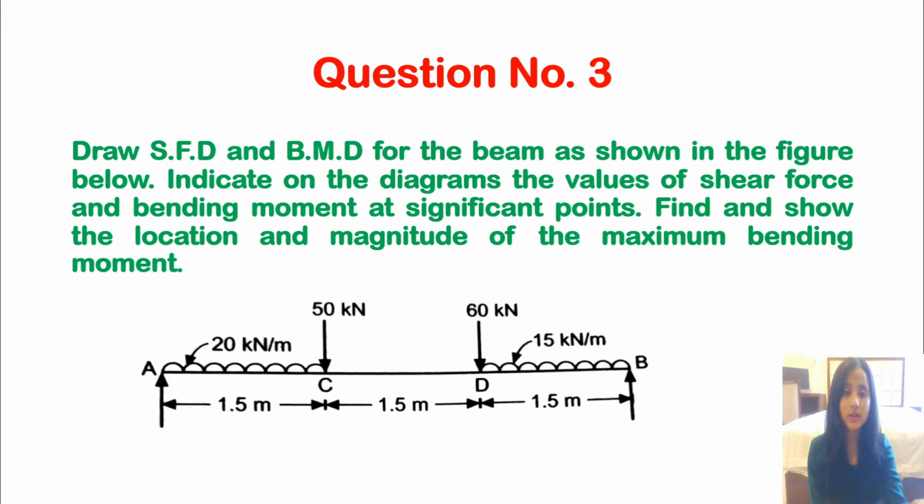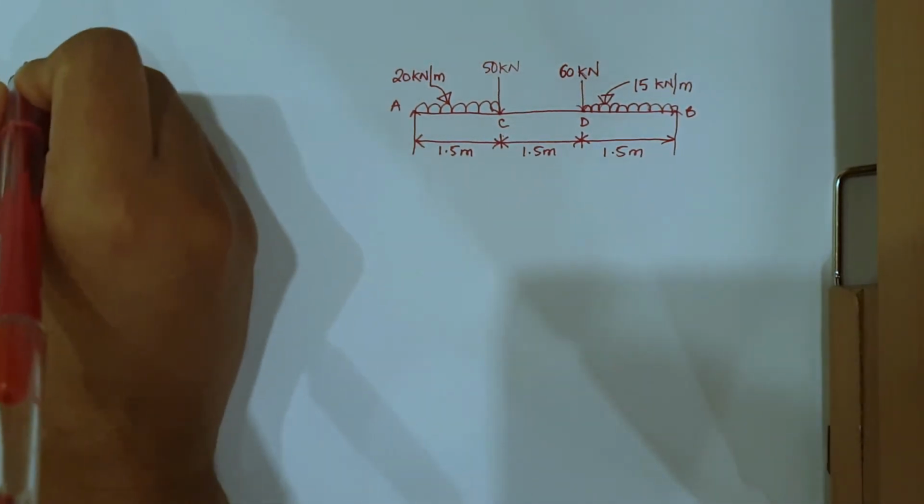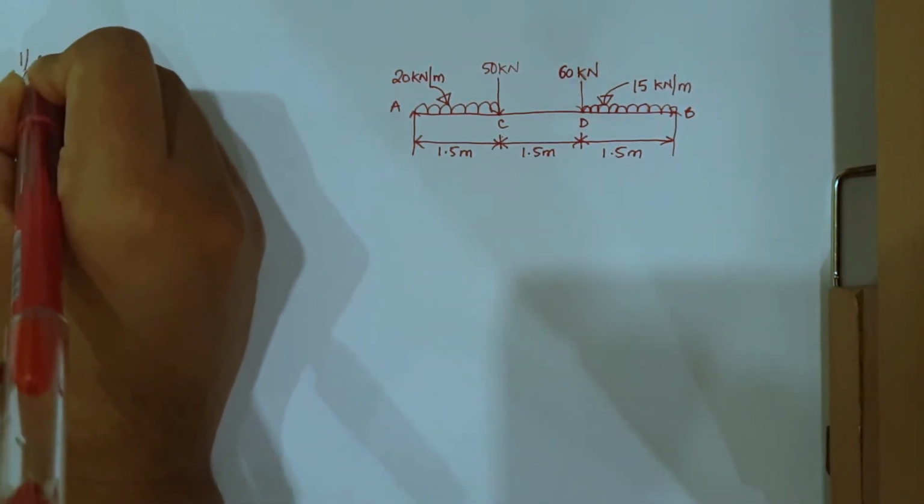So let us start solving the numerical. The diagram is given as shown in the figure. Let us solve this. Let us first find the reactions. Number 1, reactions.